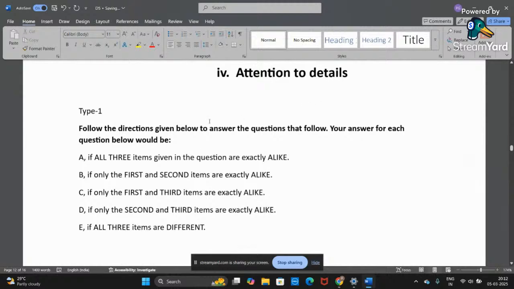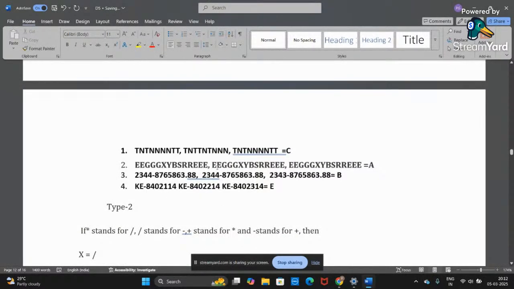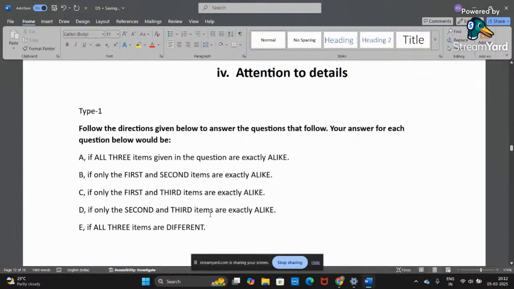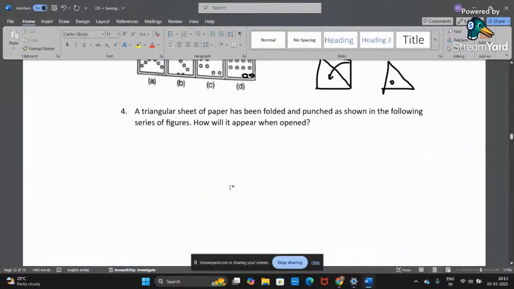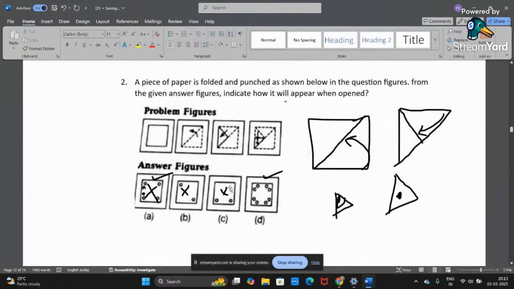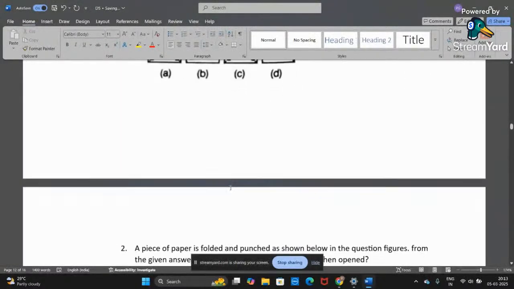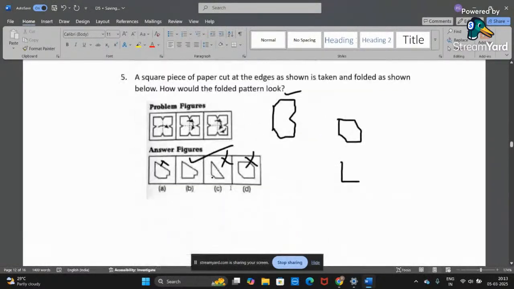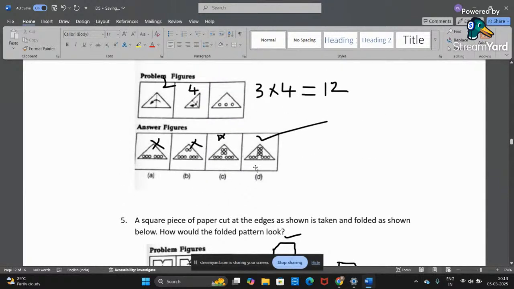Attention to details. In this type of question, first we have to carefully see the question and identify if there is any mistake, and we have to find it out. Okay. Next we'll recall the other topic, that is cuts and unfold. I think this one is clear. We'll move on to this.